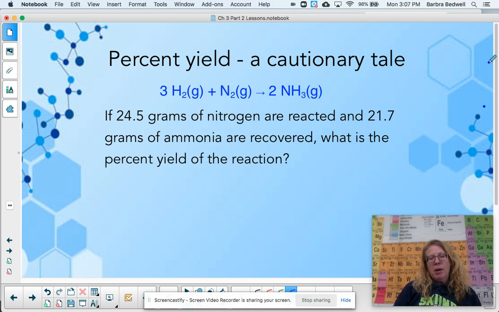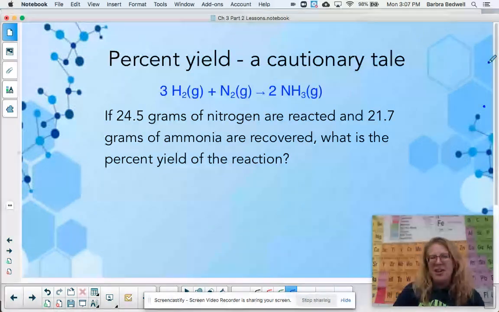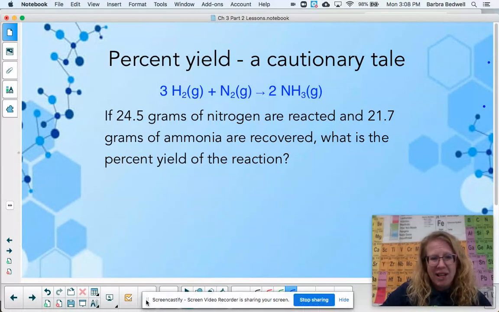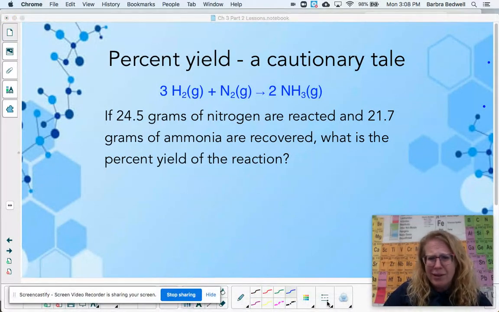So here's our part two. It's an example of one of these percent yield problems that has a little bit of that cautionary tale. And this will be a quick one. It's really just a problem, but it has to do with a common mistake that students make when doing percent yield problems, because percent yield is actually a pretty easy equation.